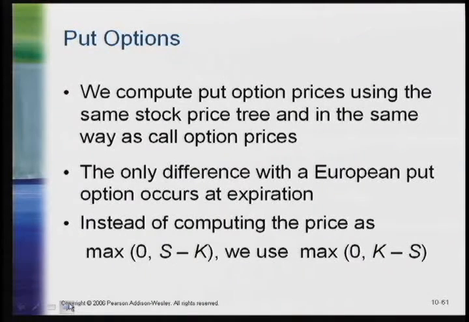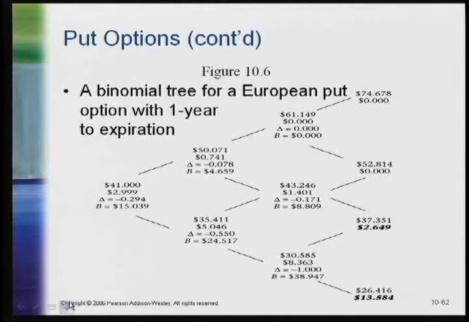Now for put options, really nothing is different other than the exercise price. Instead of using the maximum of 0 and the stock minus the strike, we use the maximum of 0 and the strike minus the stock. So as an example, using that same 1-year lattice, if we were pricing a European put with a strike of 40, you can now see all that's happened is that we've changed the exercise values to reflect a 40 strike put. The other thing you might notice is that the put deltas are negative.